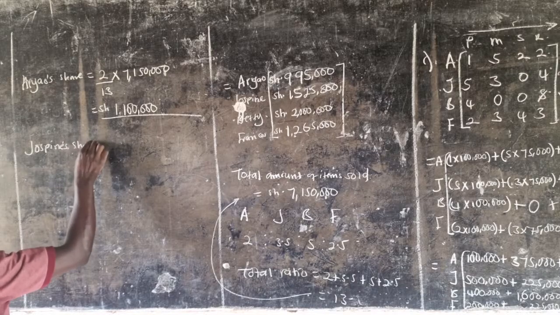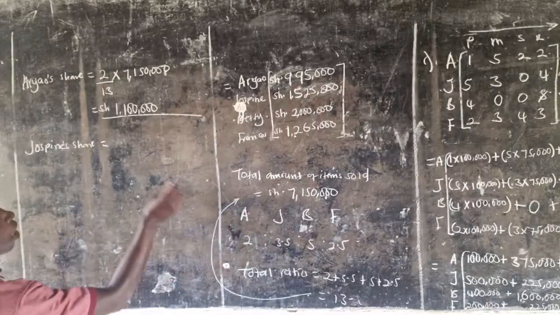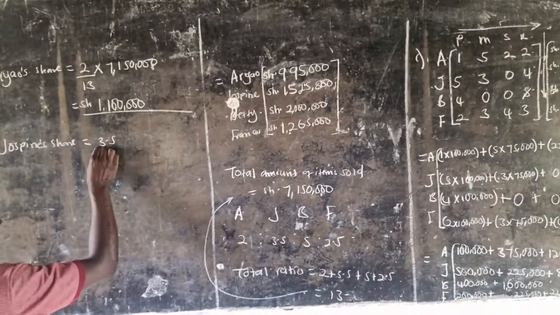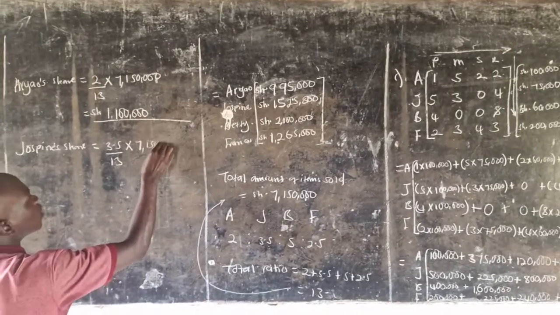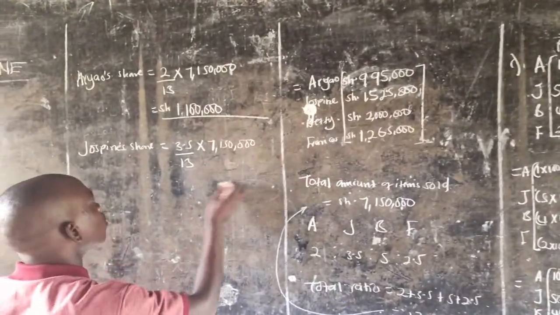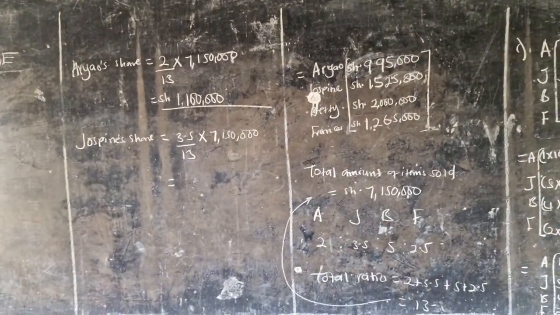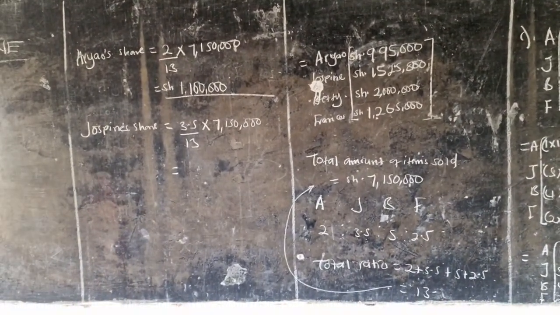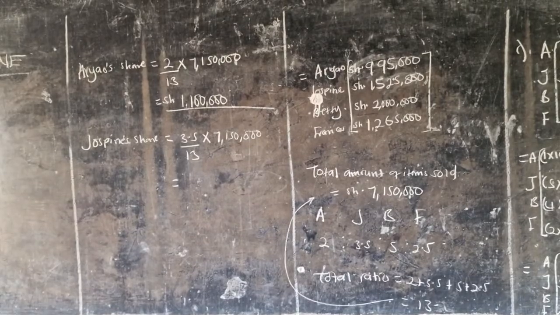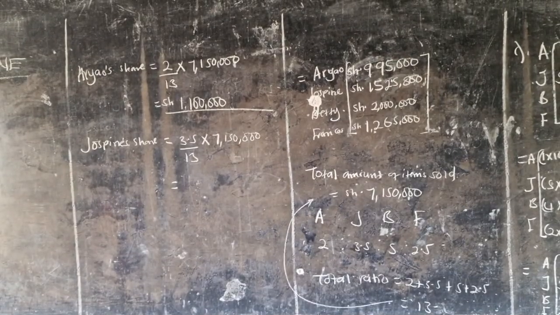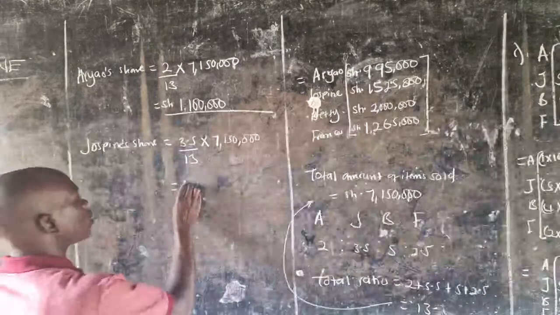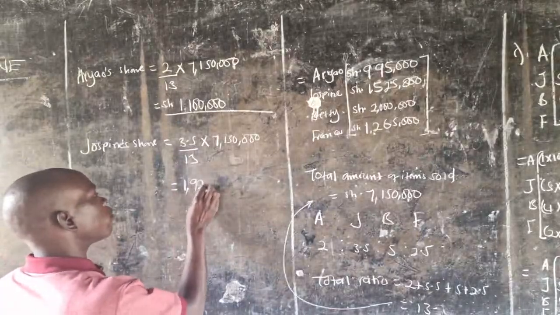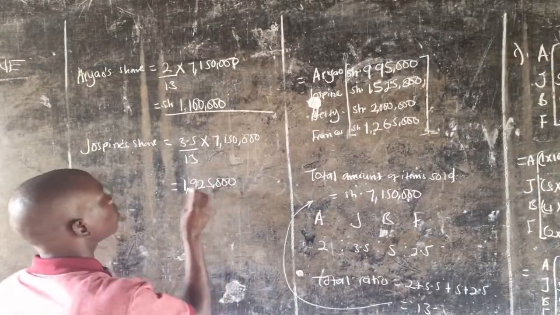Then when we go to Josephine's share, it will be equal to her parts, which are 3.5 parts, over the total parts, then times the total amount obtained after selling all their commodities. So by this, we shall now have the 3.5 divided by 13 parts, but again times the 7,150,000. So this one has 1,925,000 shillings.